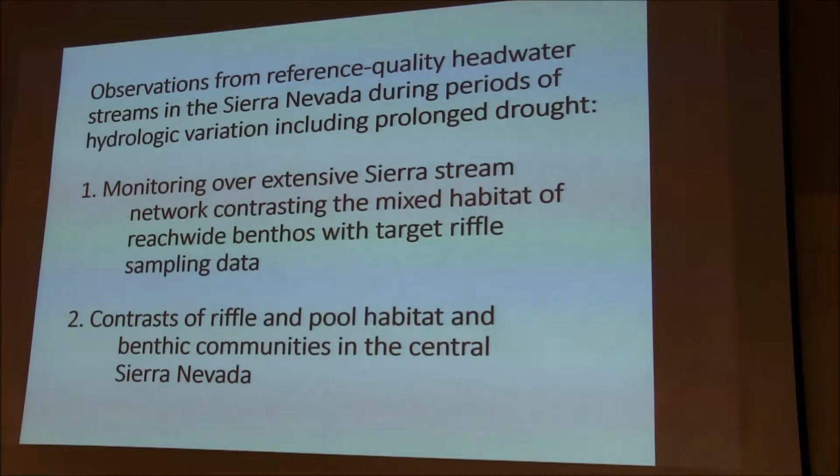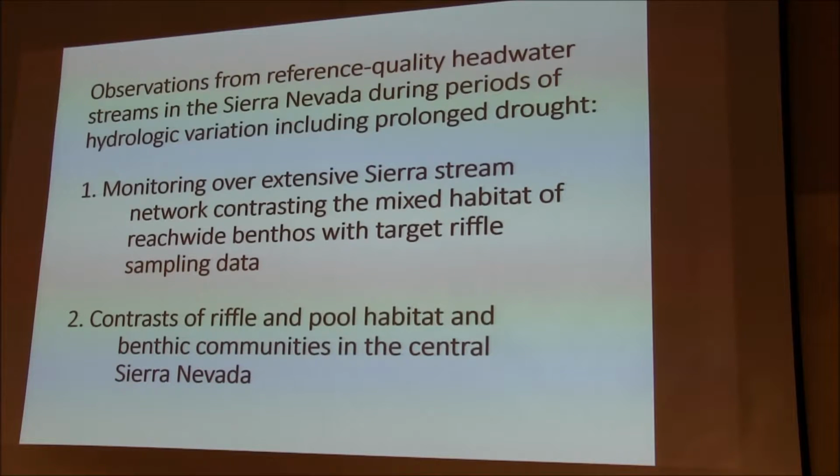And so the observations that I want to talk about come from two different studies. These come from reference quality headwater streams in the Sierra Nevada. The observations come from periods of time that span a lot of hydrologic variation, wet, average, and dry conditions. And the first study comes from our Sentinel Stream Monitoring Network in the Sierra Nevada that we've been looking at to detect effects of drought and climate change.